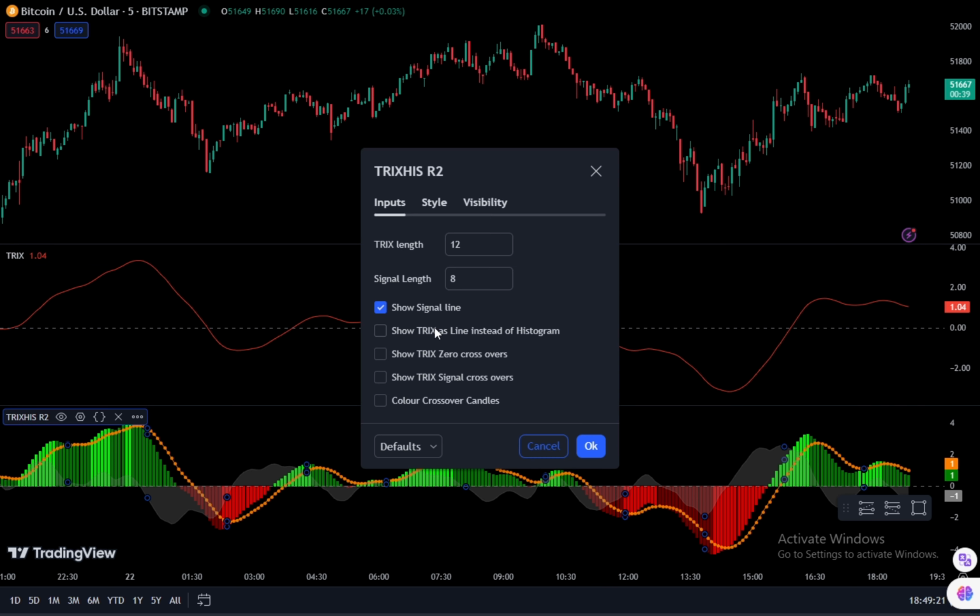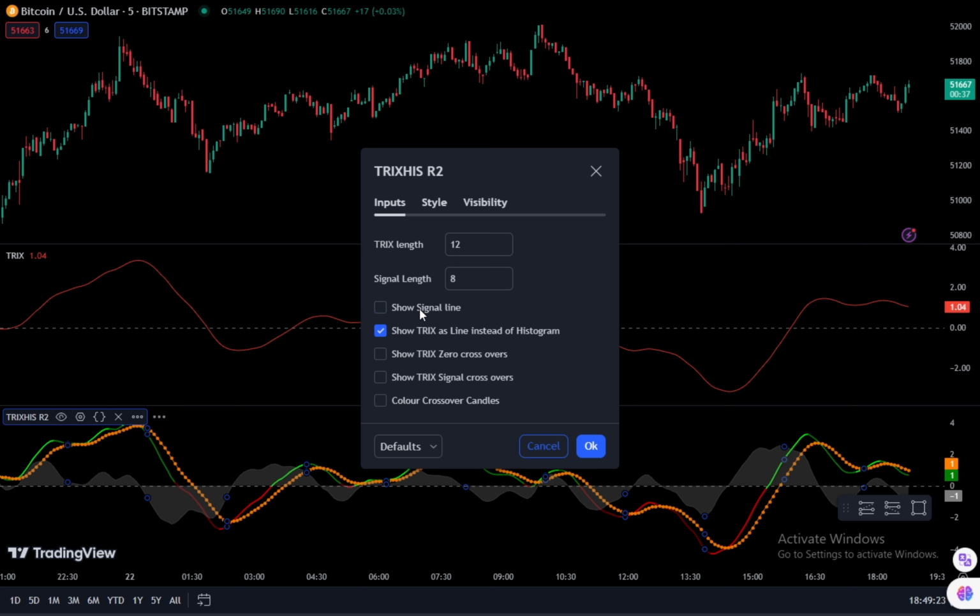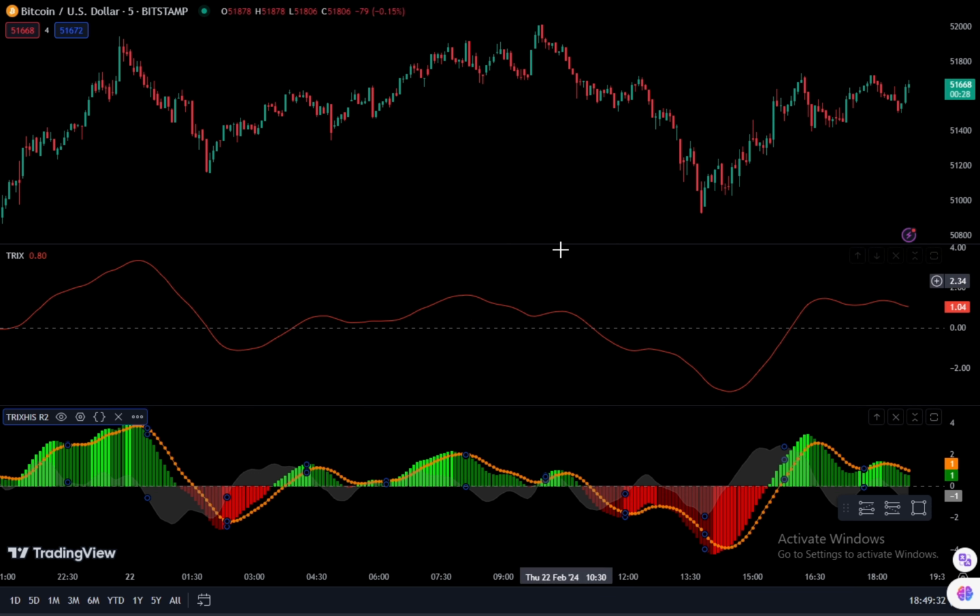You can choose to display Trix as a line or a histogram in the indicator settings. When Trix is above 0, the histogram turns green, and when below 0, it turns red. The histogram's shades of green and red indicate changes in momentum, with lighter shades suggesting increasing momentum and darker shades indicating weakening momentum. Additionally, a new feature in this version is the orange signal line, which is an 8-period moving average of the Trix line.